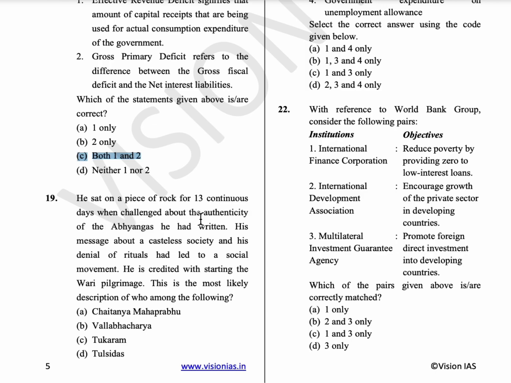19th question, he sat on a piece of rock for 13 continuous days when challenged about the authenticity of the Abhangas he had written. His message about the casteless society and his denial of rituals had led to the social movement. He is credited with starting the Wari pilgrimage. This is the most likely description of who among the following? It is Sant Tukaram. So option C is the right one. He worshipped Lord Vitthala.